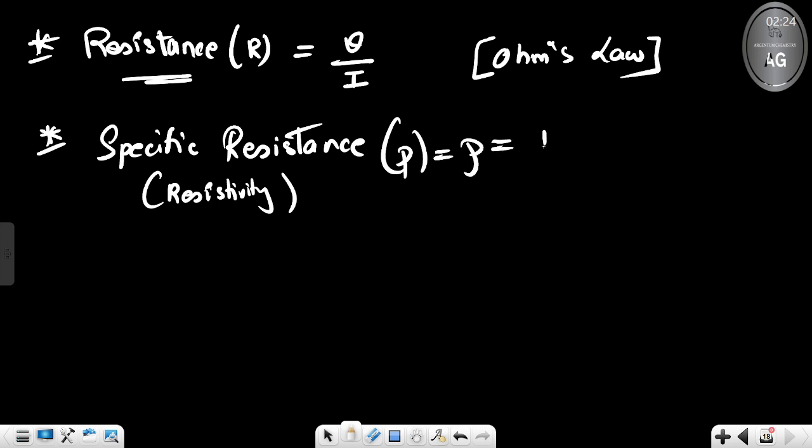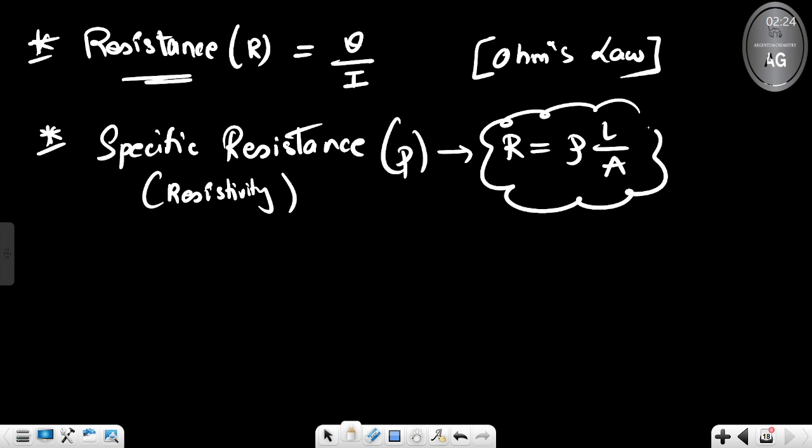So rho equal to 1 by R? Wrong. This is not the inverse. Please do not take it as that. So it is rho, and it is given as R equal to rho L upon A. R equal to rho L upon A.